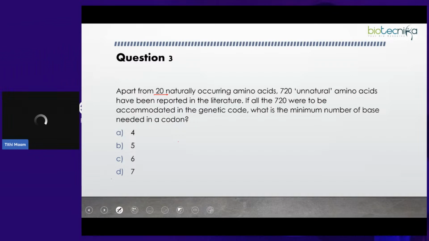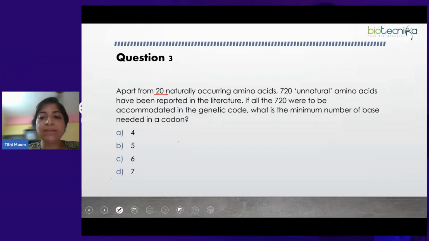Okay, so I was telling you that to find out the answer to this question, we first have to understand how it is done. How did we find out that a codon comprises three nucleotides? The idea is, if there are 20 amino acids, then definitely at least 20 unique codons are required, 20 unique combinations.